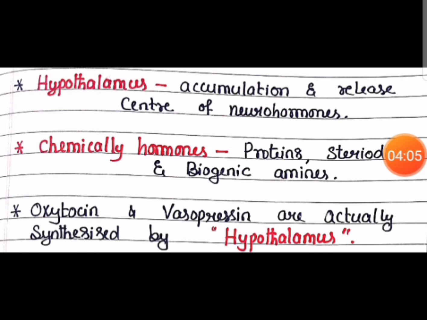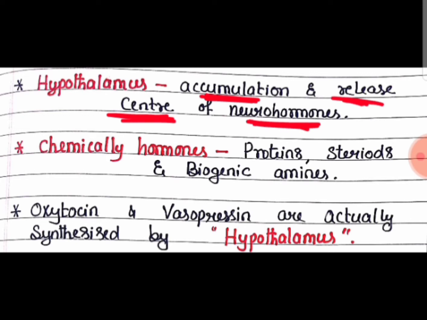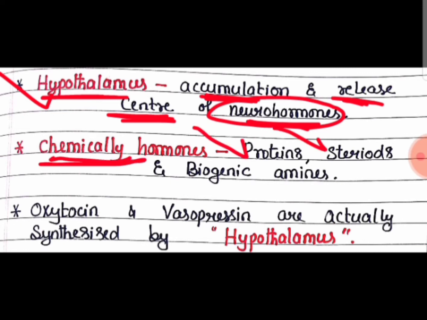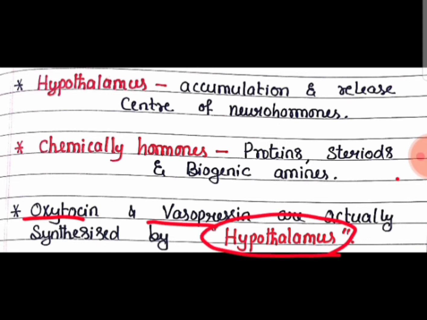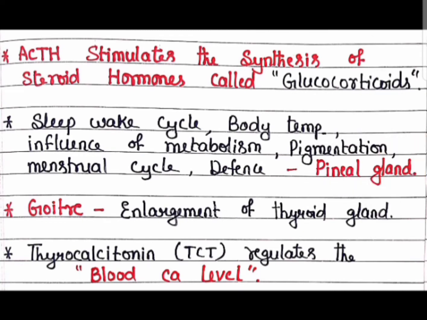Then the hypothalamus is a center of neurohormones. It is a center of accumulation and release of neurohormones, because only the pituitary gland acts on the hypothalamic hormones. And hormones are chemically made up of protein, steroids or biogenic amines. As I said, oxytocin and vasopressin are actually secreted by the hypothalamus but stored and released in the posterior pituitary.